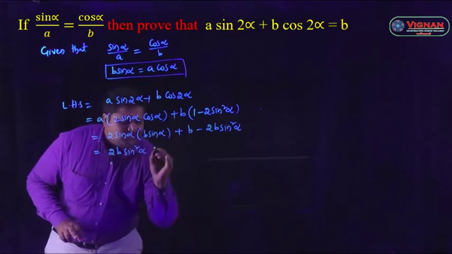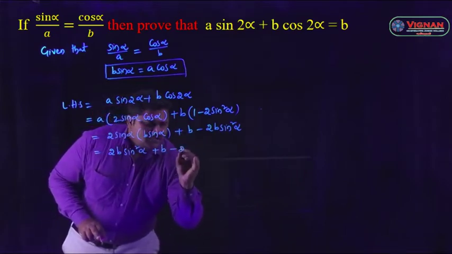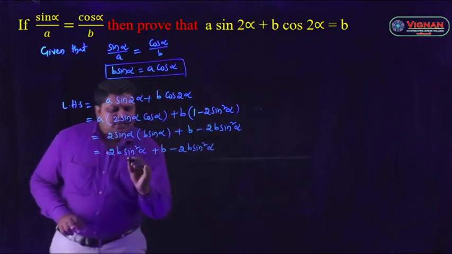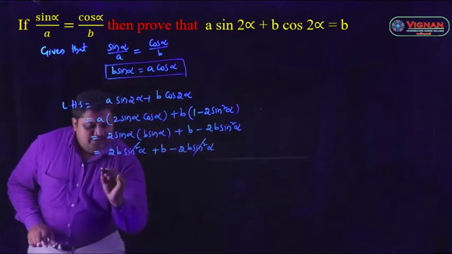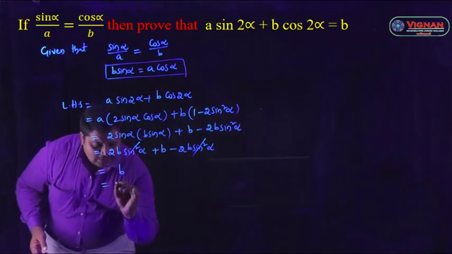2B sin square alpha plus B minus 2B sin square alpha. The 2B sin square alpha gets cancelled. We get B. It is the RHS.